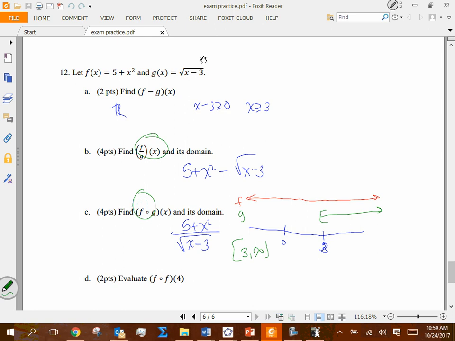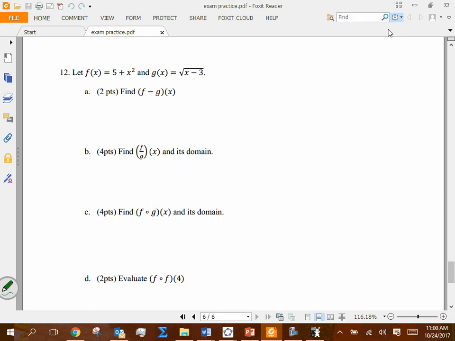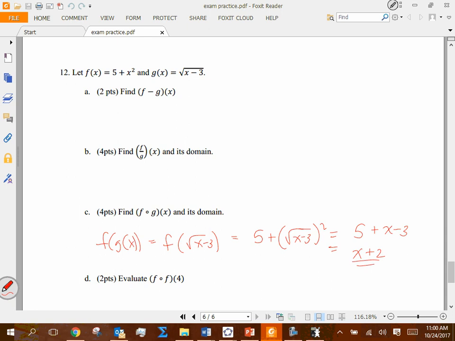They ask you for f composite g. Okay, f composite g looks like this, f of g of x. So I'll rewrite that as f of root x minus 3. And then that's going to be changed to then 5 plus root x minus 3 quantity squared. You can simplify, you get 5 plus x minus 3, so you get x plus 2 as your final composition.